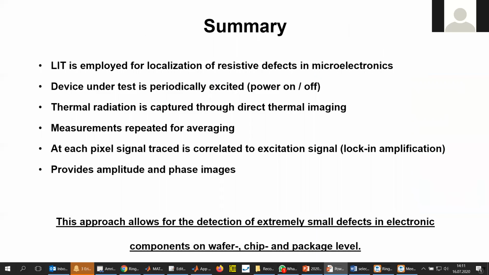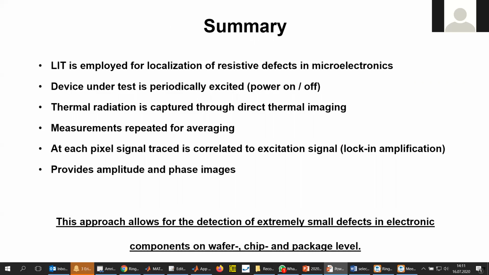Okay, that takes me to the end of the tutorial. I quickly want to summarize what I've said. Lock-in thermography is employed for localization of resistive defects in microelectronics. The device under test is periodically excited, which means that it's basically powered on and off.